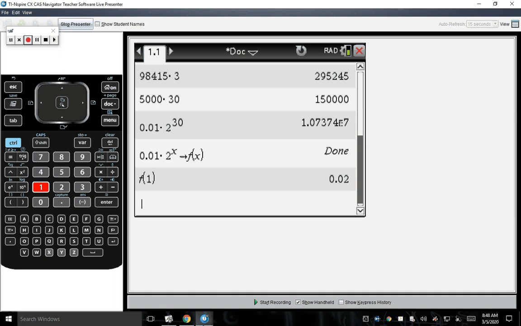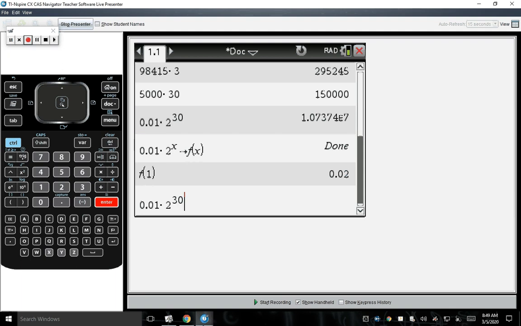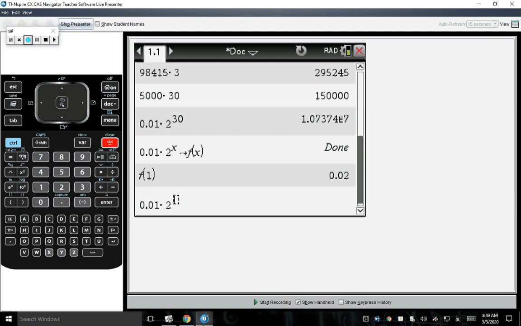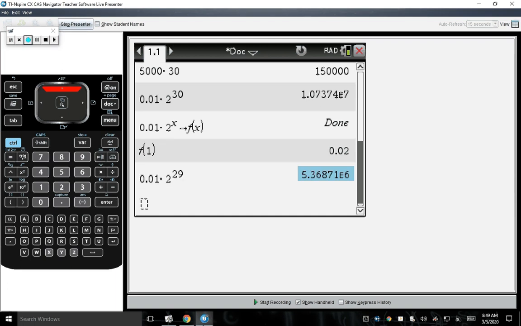Okay? So what I should have done on the other one was actually 29. Okay? I should have done this to the power of 29 to show how much would I have on that 30th day. Because this means 29 days have passed. But still, that's pretty good. That's 5,368,709 and 12 cents. Okay?